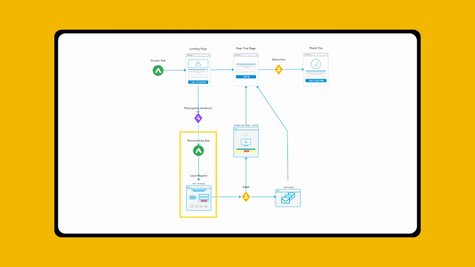Once you capture the email, you can now educate them via an email sequence and introduce them to how your product solves their problem. At this point, you can link to your free trial or demo pages. So instead of wasting your paid traffic, you can now bring them back into your marketing funnel.